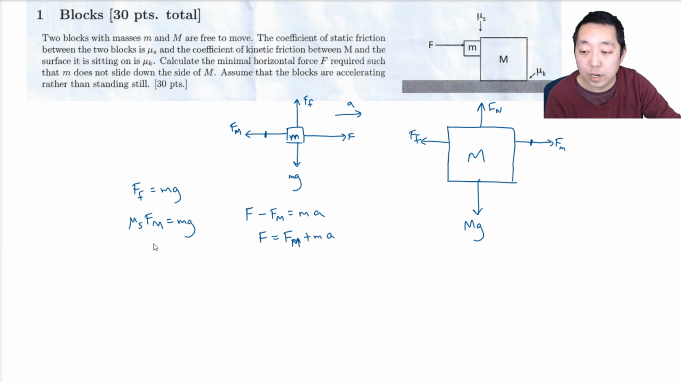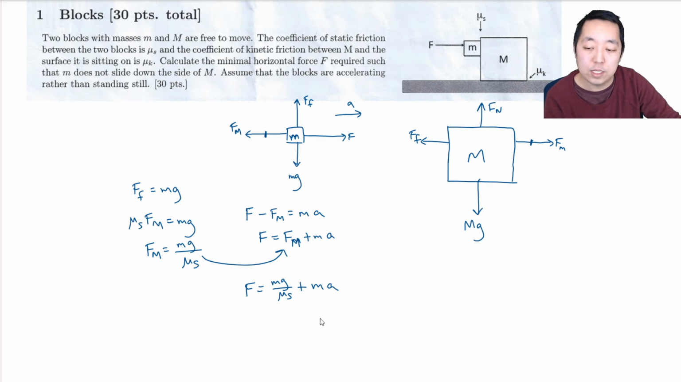I could solve for Fm, right? Fm is going to be mg over mu static force. And I could plug that into there just to make it this: mg over mu s plus ma. The problem is, I know all of these values, or all of these values are presumably defined, just that I don't know what A is. So that's why I need to do the free body diagram for this one.